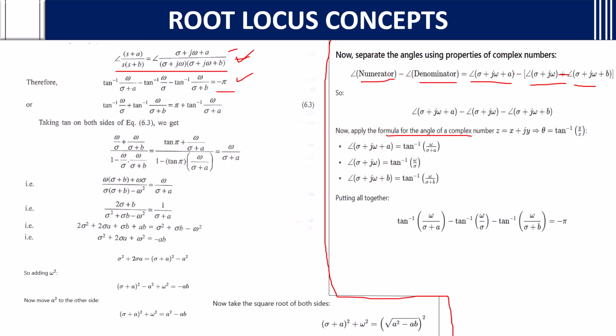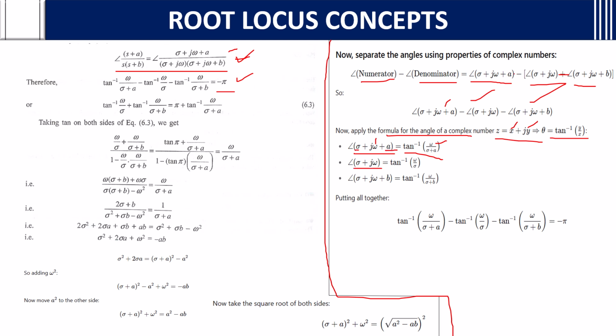Now apply the formula for the angle of a complex number. For a complex number z equals x plus jy, theta equals tan inverse of y by x, the imaginary part by the real part. As all are complex, in the place of angle sigma plus j omega plus a, you can write tan inverse of y by x. Omega is y, the imaginary part beside j, and you are left with sigma plus a, that will be x.